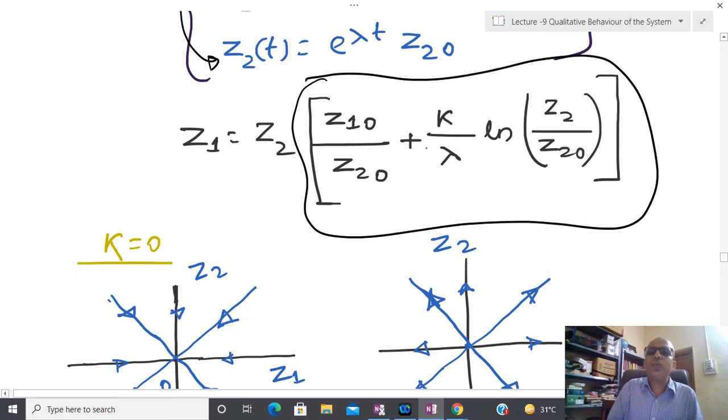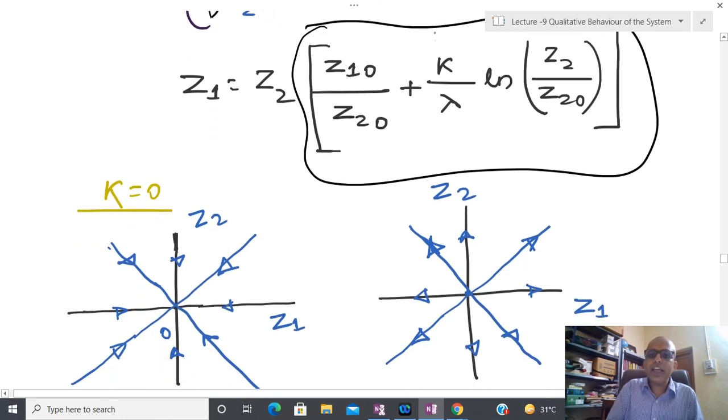this whole quantity, no, not just a constant, because here ln z2 is involved. So here z10 and z20 are actually constants, and k into lambda. Just please check this solution ln z2, and also the plot between z1 and z2. It is possible to show that if k equal to 0, then the relation between z1 and z2 becomes linear like this.